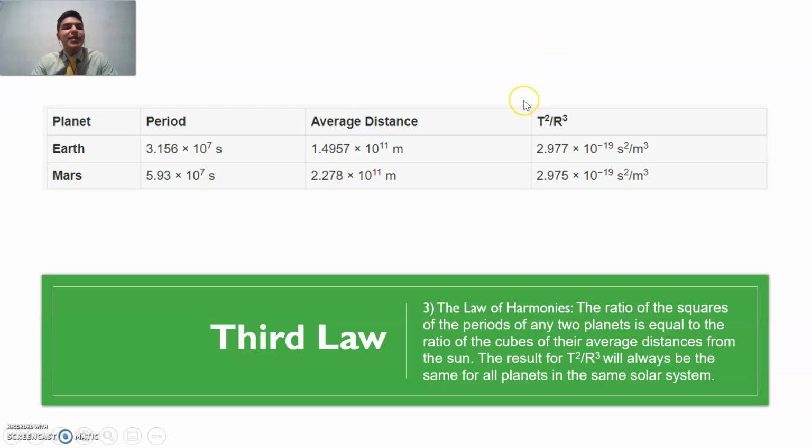So if we take a look at the table that we have right at the top, we are going to find out that we have 2 planets. We have Earth and we have Mars. And of course, both planets have different periods.